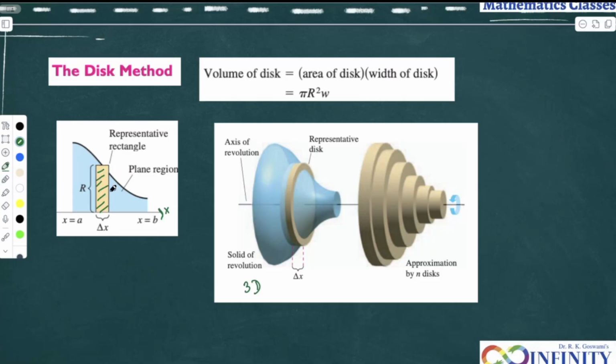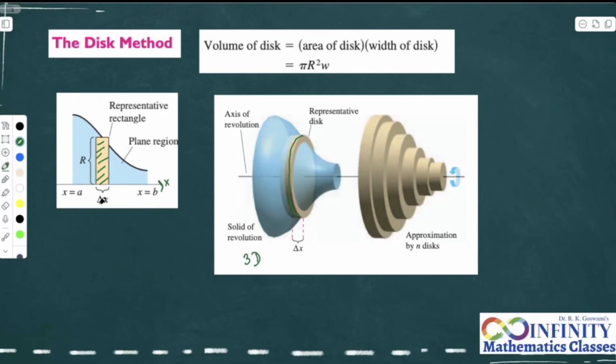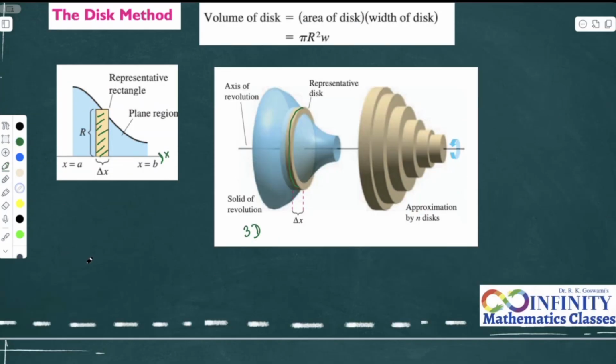When you rotate this strip, this is going to be the strip after rotating this representative rectangle. Whenever you are rotating with respect to x-axis, if you ask me what is the volume there, the answer is going to be pi r square. The length of this structure is going to be your radius there. How can you find the radius?